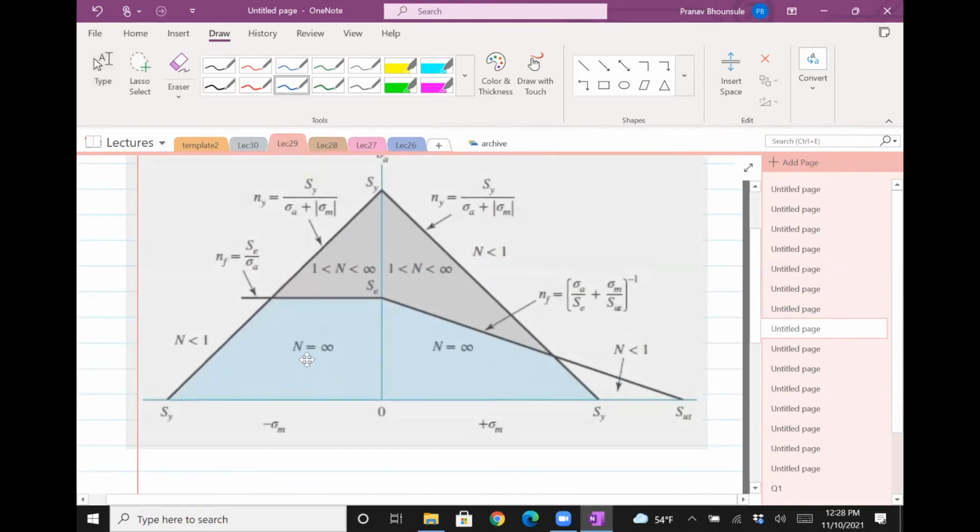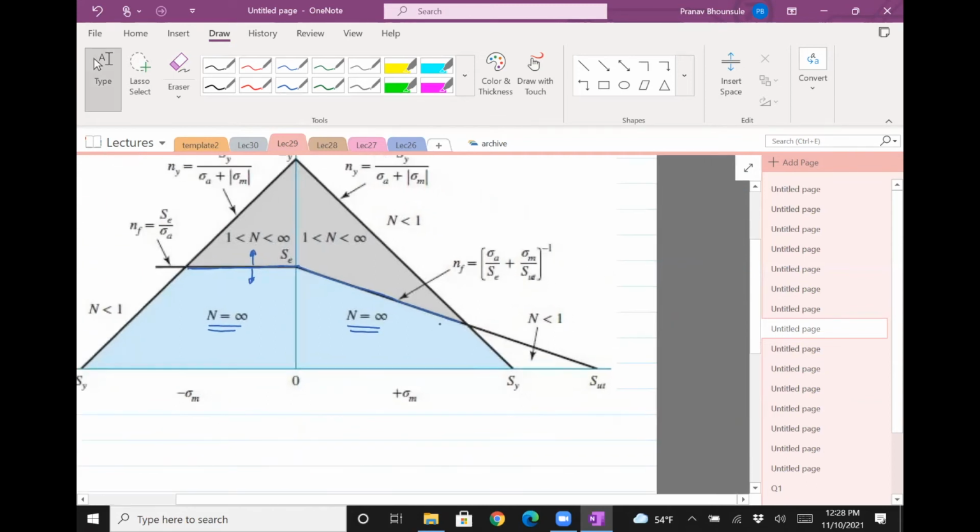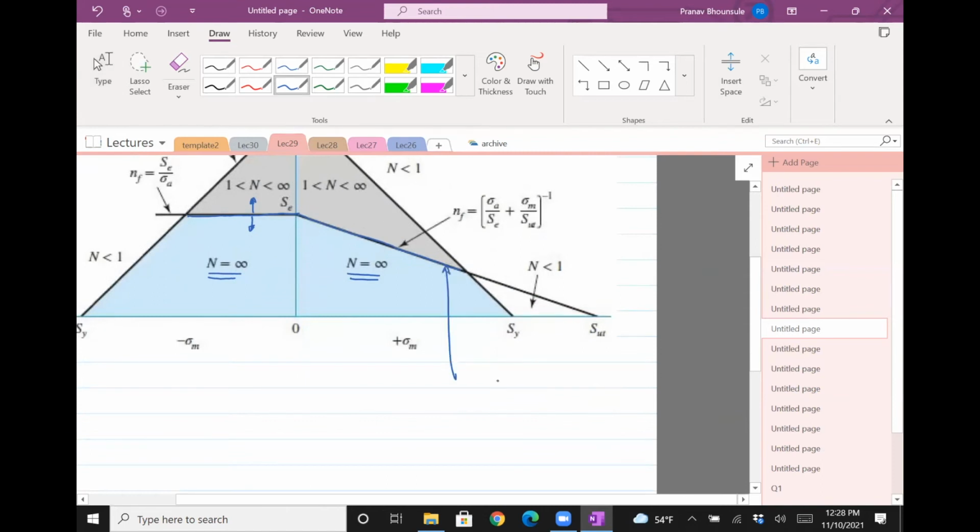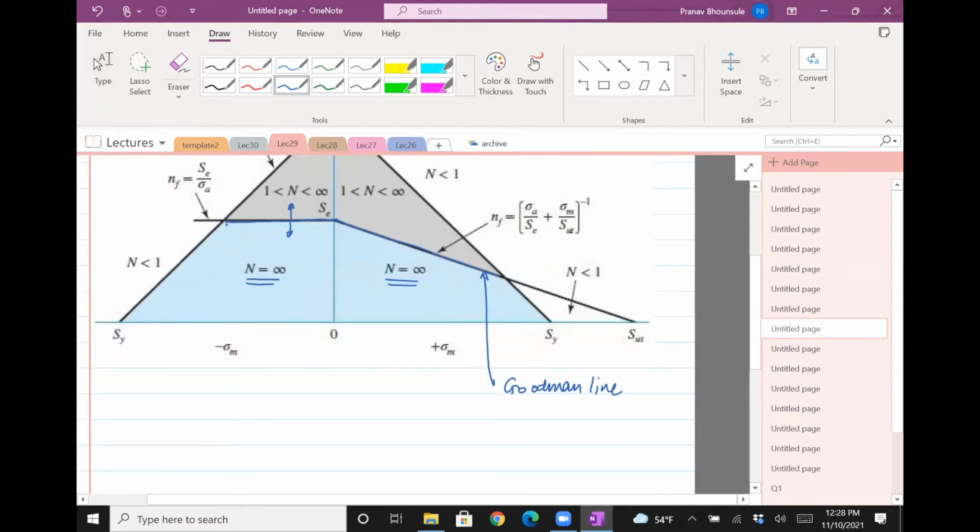Okay, so what's going on here is, as I said, the infinite life is here, right? This line demarcates going from infinite life to finite life. So anything above this line, the Goodman line, is finite life. Anything below is infinite life. Okay, so that is our Goodman line. So as long as you're in this region, you'll see that it's the Goodman line which determines infinite failure.